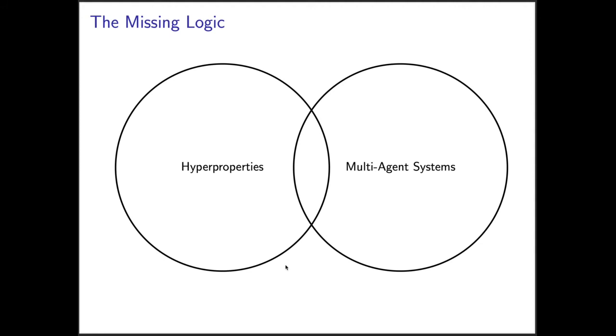Now, unfortunately, none of the existing hyperlogics can express meaningful properties in these multi-agent systems. So what we do in our paper is we propose a new logic called hyper-ATL star that can do just that. So we can reason about hyperproperties with respect to the strategic behavior in such a system. What we do in the paper then is study various properties of our logic.